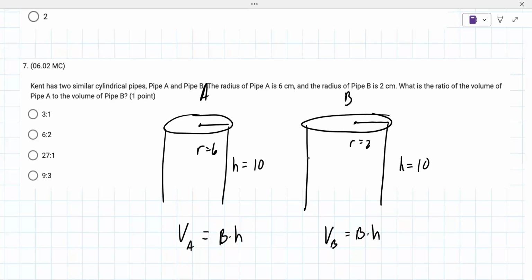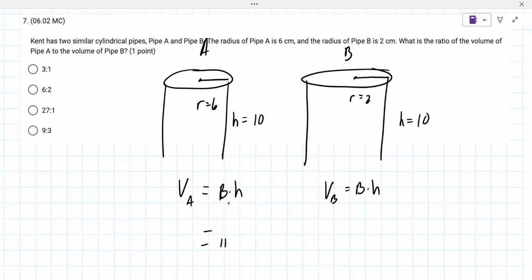Or you can remember that ratio stuff we were talking about yesterday. So we just find both the volumes and divide. It's up to you. I would tell you you're probably more comfortable finding the volume of each. So it's pi r squared h, pi r squared h, and then see what the ratio is between them.